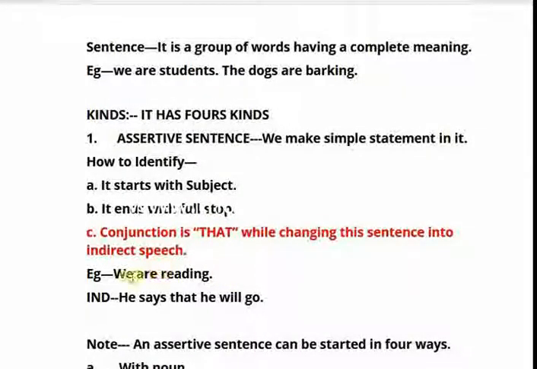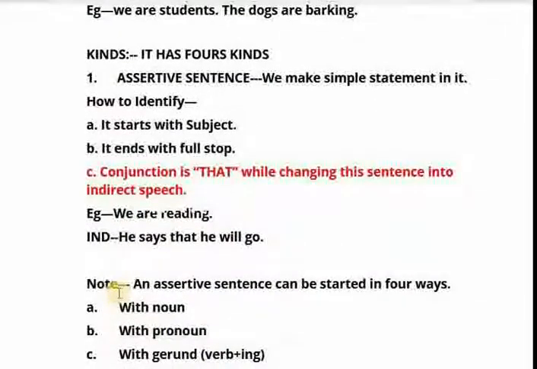Here are the examples. We are reading. This is an assertive sentence because it has started with a pronoun and it has ended with a full stop. Here is one example of indirect speech: He says that he will go. He says he will go. There is a conjunction, which is "that", which I have already discussed, that this is the conjunction which you have to add while turning an assertive sentence into indirect speech.